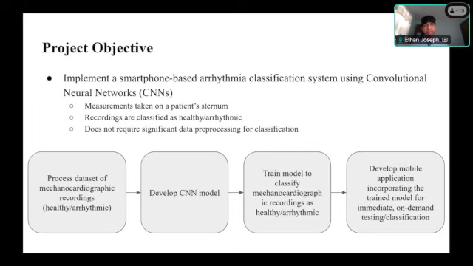Data sets containing these mechanocardiographic recordings were obtained. A machine learning model was developed and trained to classify these samples as healthy or arrhythmic. And finally, this was incorporated into a mobile app for effective testing in clinical settings.